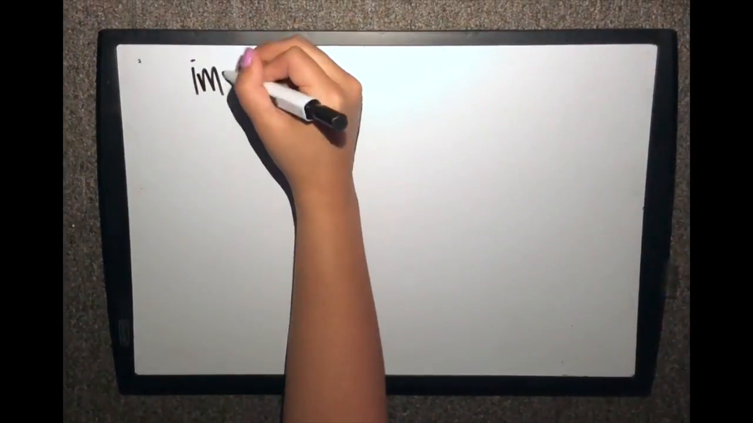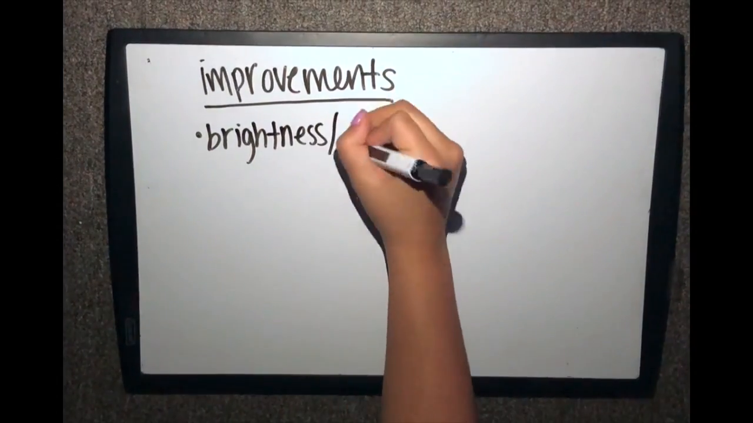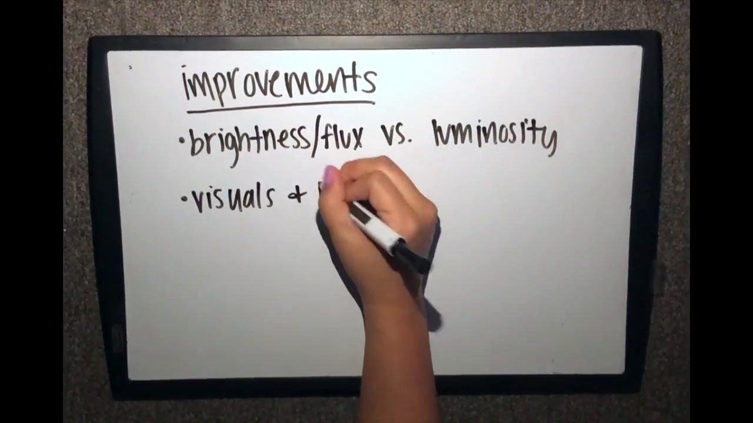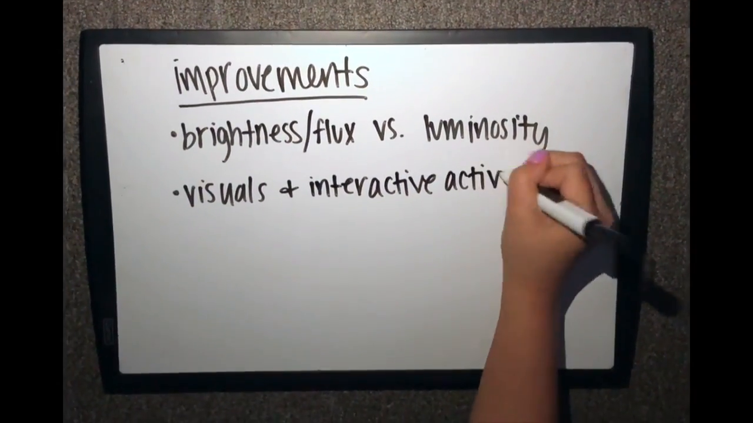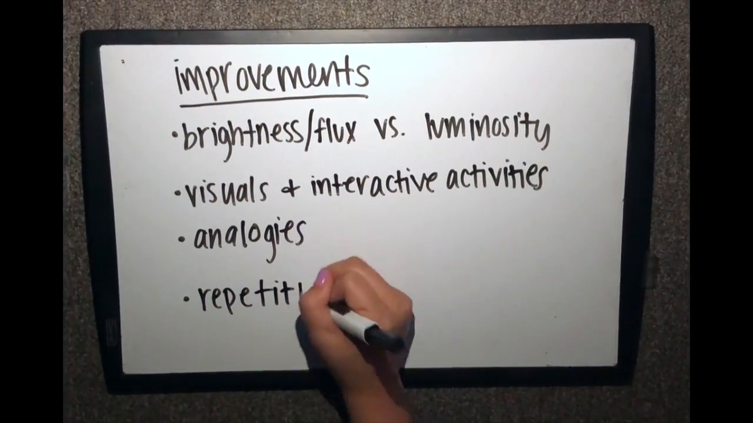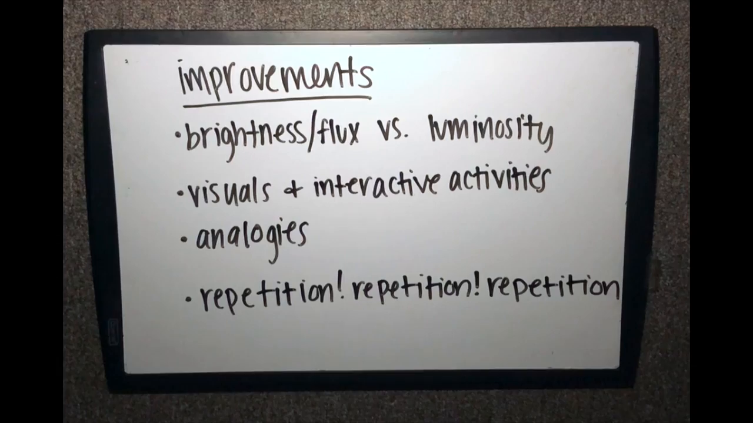Some improvements that could have been made were to determine the difference between brightness and luminosity from the beginning, provide visuals or interactive activities to allow students to experience it firsthand, give analogies for students also to relate to, and repeat the difference between these two.